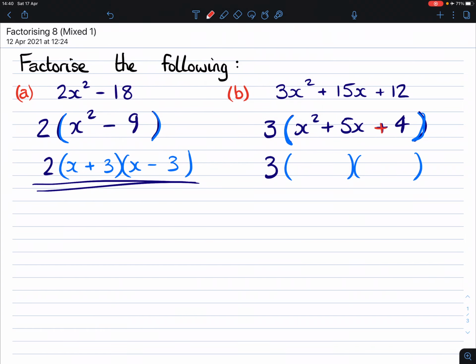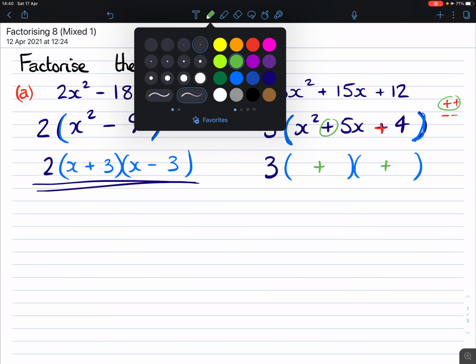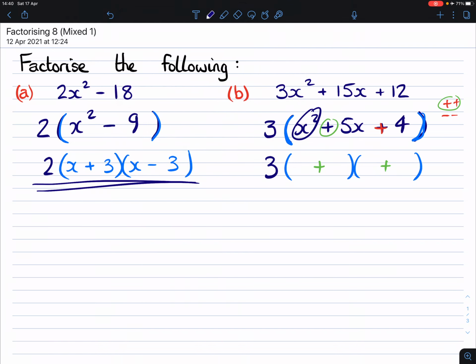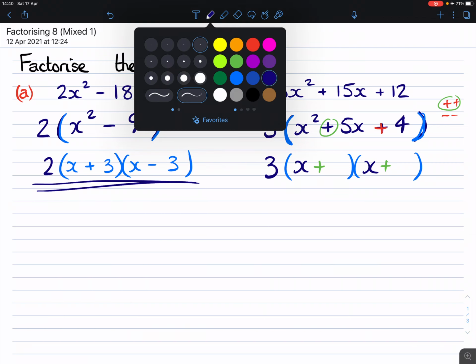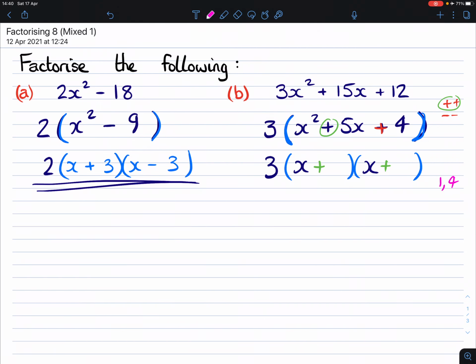Positive 4 tells us that they are both the same sign. In fact, let me just write that. So they're both plus plus or minus minus. The middle term tells us which pair it is. So we're going to have a plus plus. X squared, only 2 things that can multiply to make it are x and x, and then 4. Factors of 4 include 1 and 4, 2 and 2. 2 pairs of numbers there that add together to make 5 are 1 and 4, and that's us fully factorized.